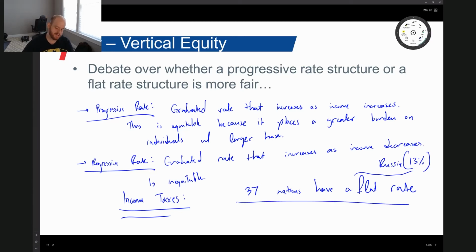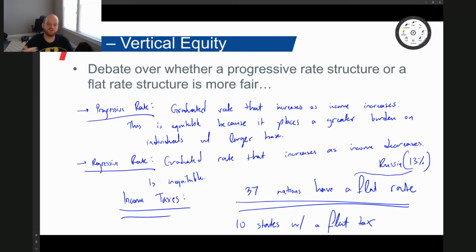Most nations have a progressive income tax rate. There is no nation with a regressive income tax rate because, as we said, it is vertically inequitable. No one wants to punish those who earn less for essentially earning less, right? And we have 10 states with a flat tax, right? So most states, as we talked about in the first chapter, have an income tax, and out of those, most have a graduated progressive income tax rate.